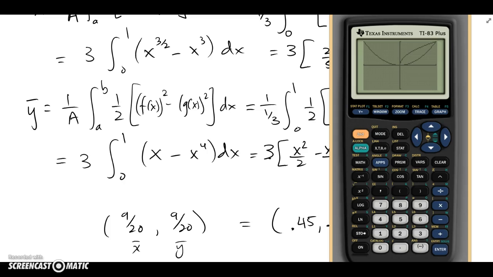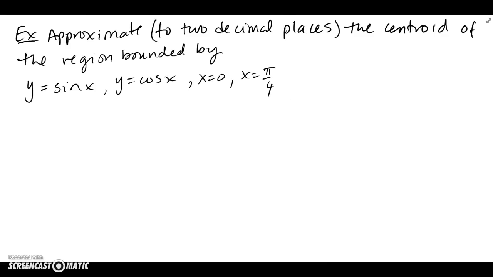Let's go look at one more example. Okay, we are to approximate the centroid of the region bounded by the sine curve and the cosine curve over that interval between 0 and pi over 4. So we know the sine curve is going to look like that, periodic, and we know that the cosine curve is going to look like, let me do it a little bit more clearly.